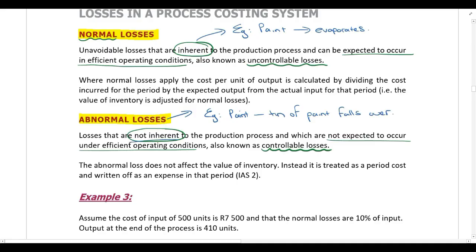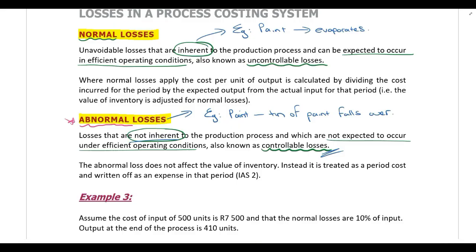That is not inherent to the production process. It should not have happened. You should not have knocked over a tin of paint. It is controllable. You make sure you train people so that they don't do these kind of things, which means it's classified as an abnormal loss. It is not a normal part of the production process.